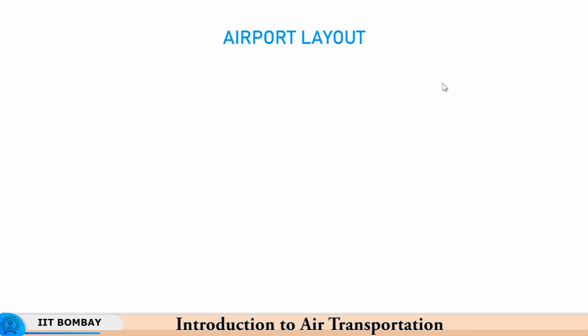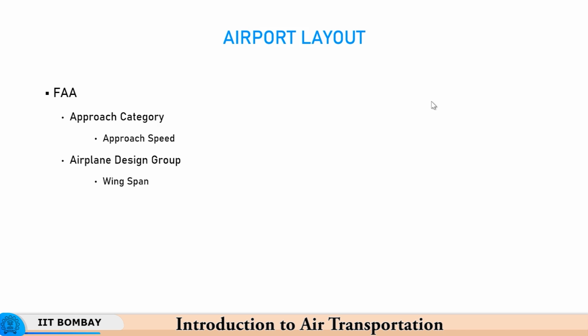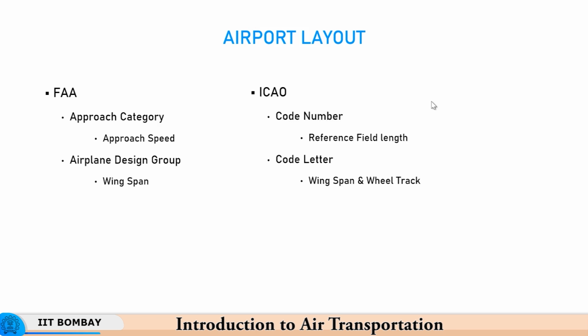As you know, airport layout is decided based on certain regulations. The FAA uses approach category and airplane design group, which are a function of the approach speed and the wingspan respectively. The ICAO uses an aerodrome reference code number and a code letter. The code number is a function of the reference field length and the code letter a function of the wingspan and wheel track. And based on the code number, code letter or category and design group, you can pick up the standard manuals of airport design or aerodrome design, and you can get the runway, taxiway and apron, how many are needed and the dimensions and separation.